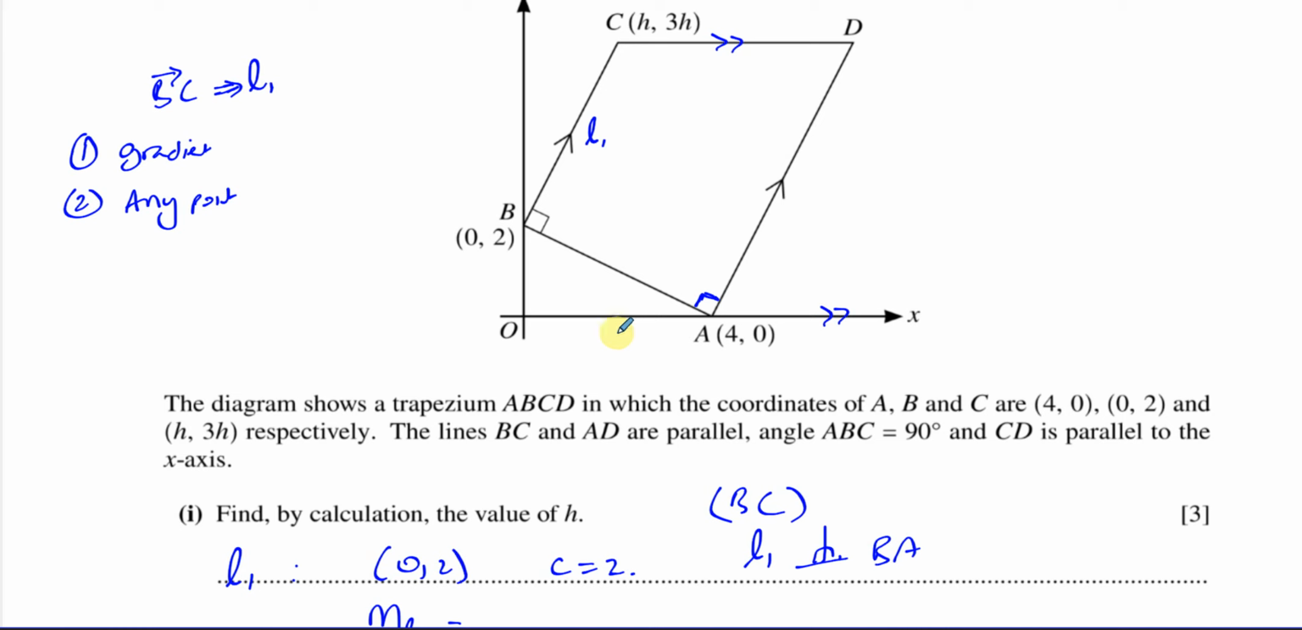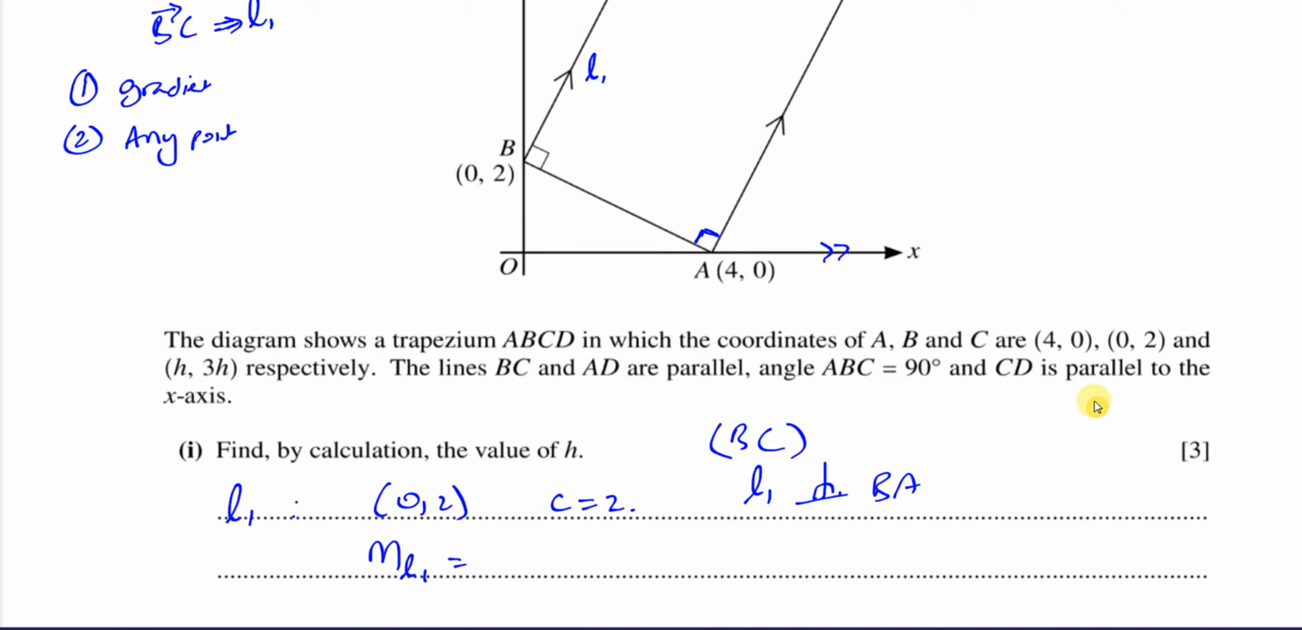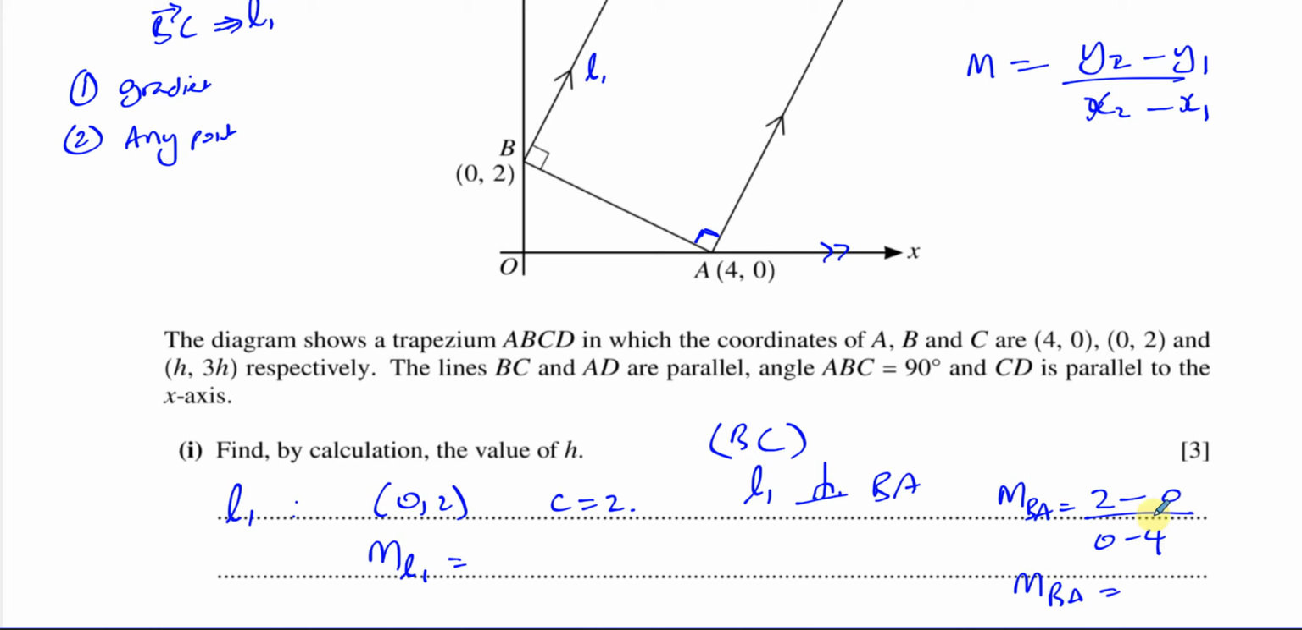The product of the two gradients will be -1. So I can find the gradient of the line BA. It is the change in y between these two values, which is 2 minus 0, over the change in x, which is 0 minus 4. The gradient, remember, is given by y2 minus y1 over x2 minus x1. Remember, it's the y coordinates on the numerator. So the gradient of the line BA is 2 over -4, which is -1/2.